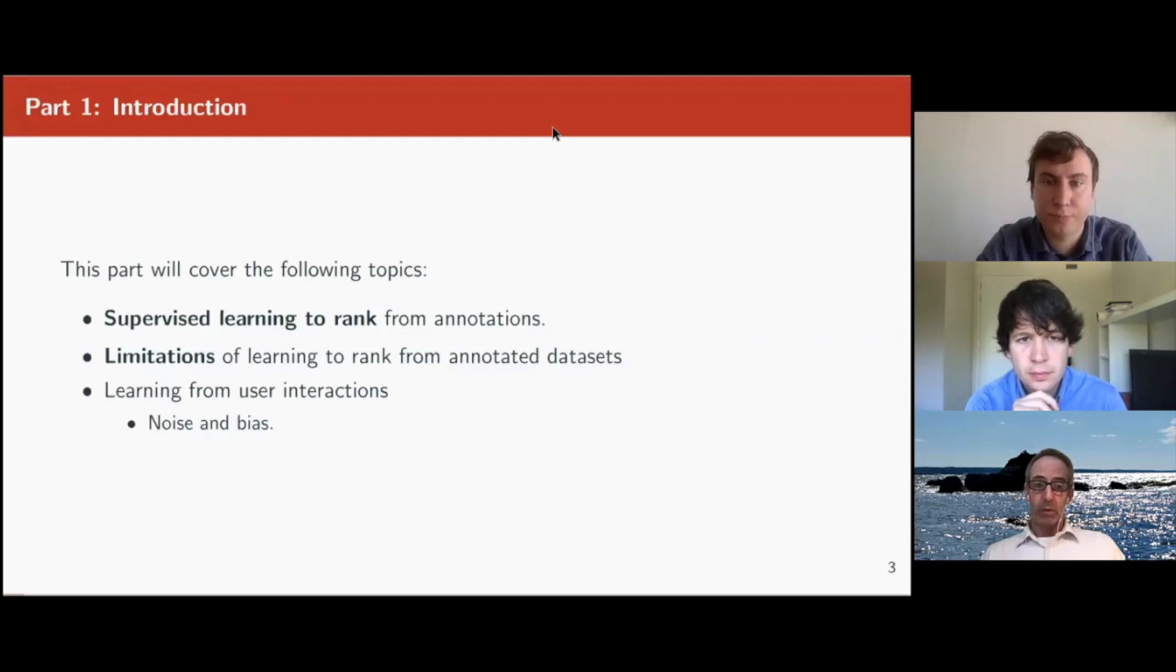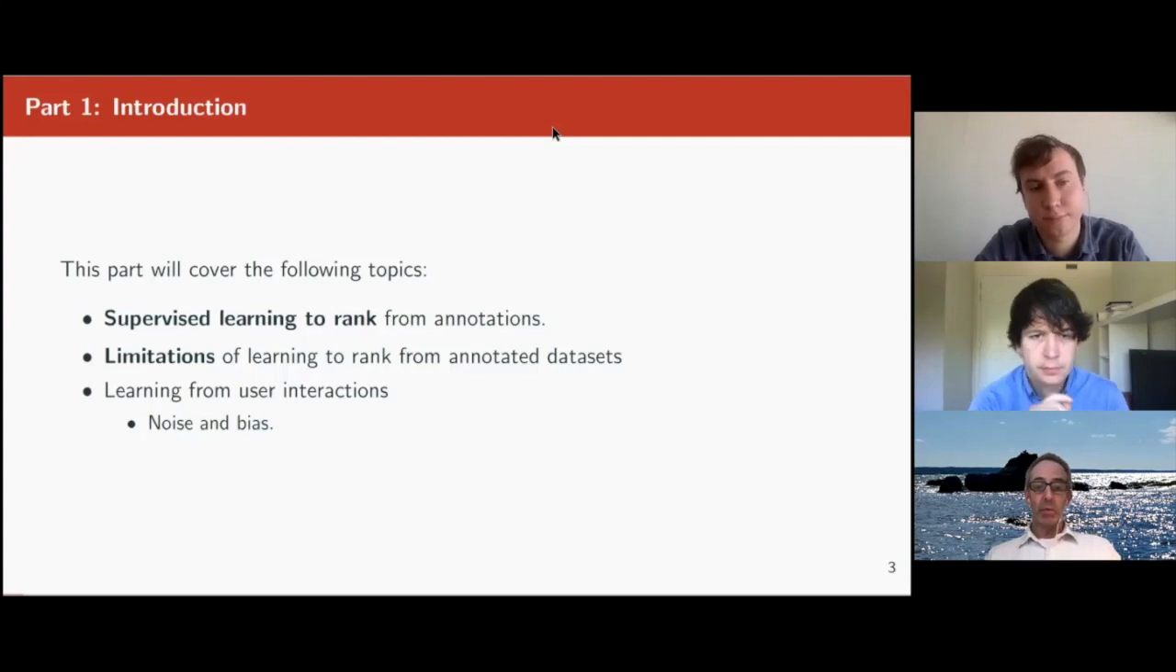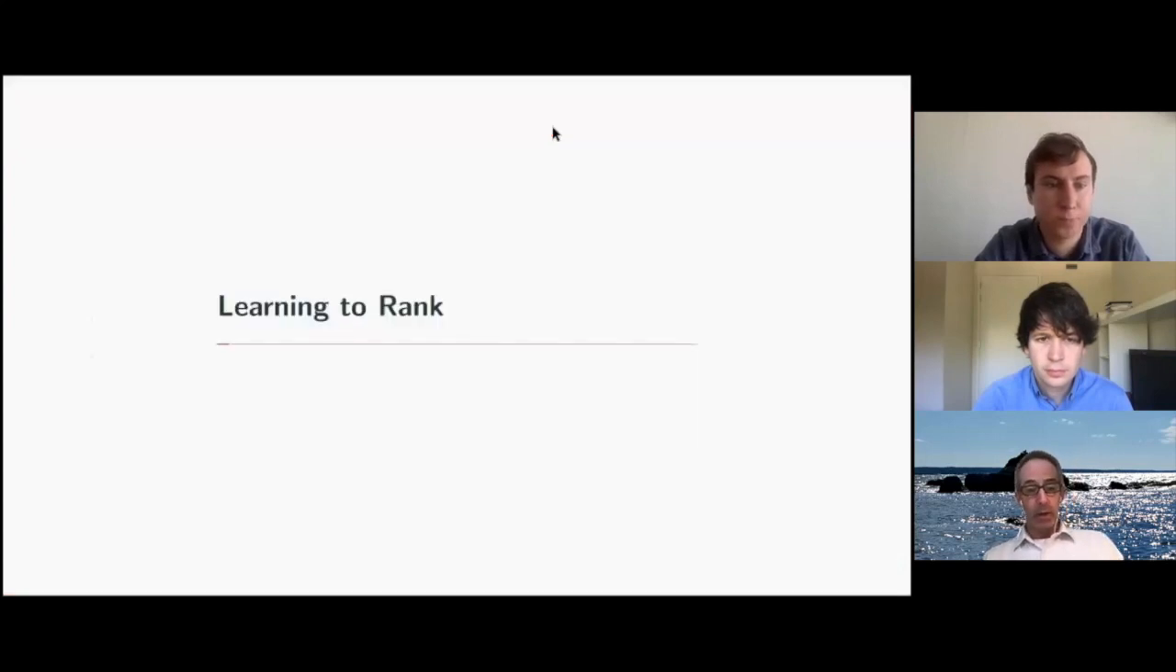Part 1, the introduction. What we'll do here is we'll look at supervised learning to rank methods that need annotations. We'll look at limitations of these methods, and we'll talk about learning, instead of from annotated datasets, from user interactions. And then we'll talk about noise and bias as 2 really important factors to consider.